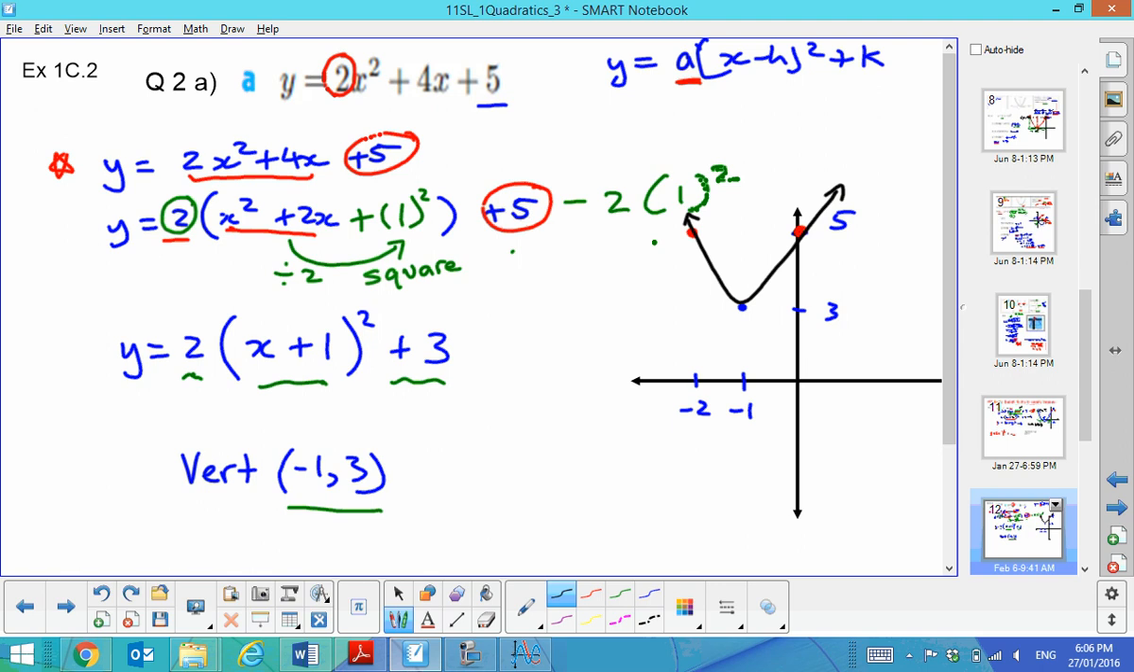What can you say about the discriminant for this graph when you look at that? Do we have any x-intercepts? No. No x-intercepts mean that the discriminant in this case must be less than 0. It's concave up, but no x-intercepts.